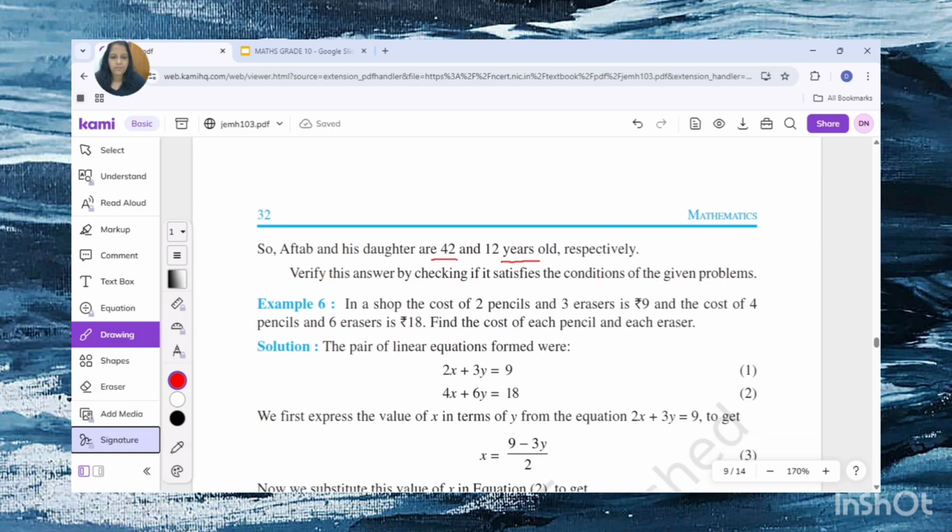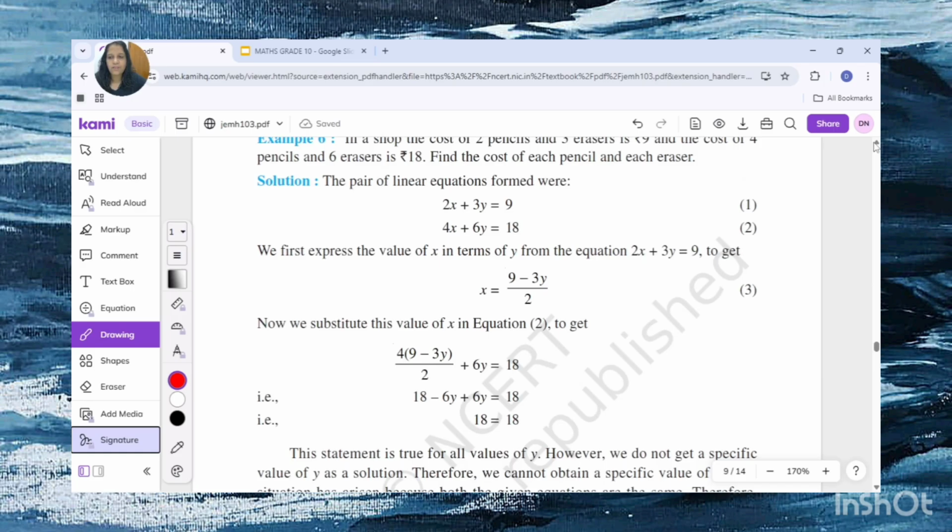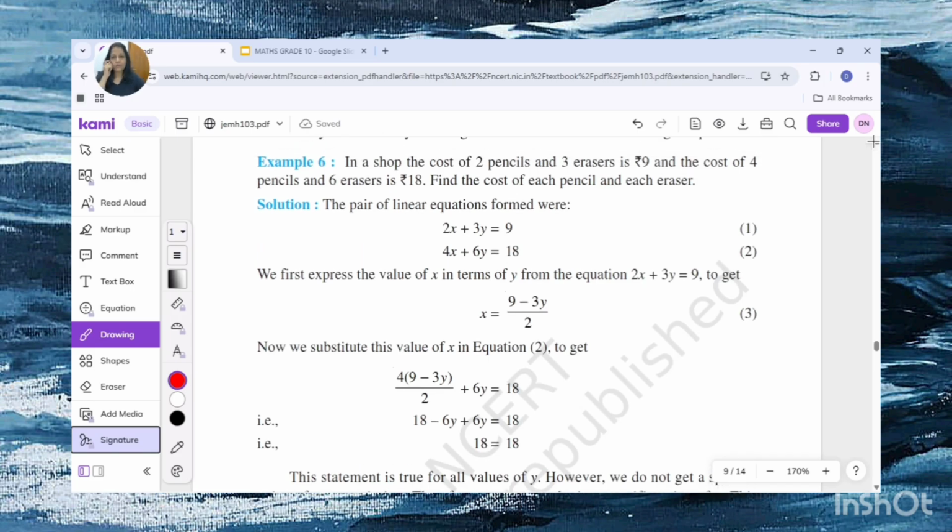See the next example. In a shop, the cost of 2 pencils and 3 erasers is rupees 9. Very easy. You can easily make the equation 2x plus 3y is equal to 9. And the cost of 4 pencils and 6 erasers is 18. Find the cost of each pencil and each eraser. Again, find the value of x or y using any of the equations. So we used the first equation, x is equal to 9 minus 3y by 2. And now we are going to substitute this value into the second equation.